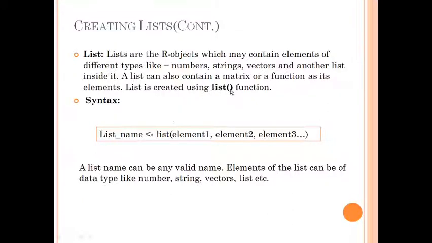A list is created using the list function. So now here is the syntax: the list name which we want to create, the list function which we will be using to create a list, and the elements of the list separated by commas. Now these elements, as per the definition, can be numbers, strings, vectors, a matrix or even a list.